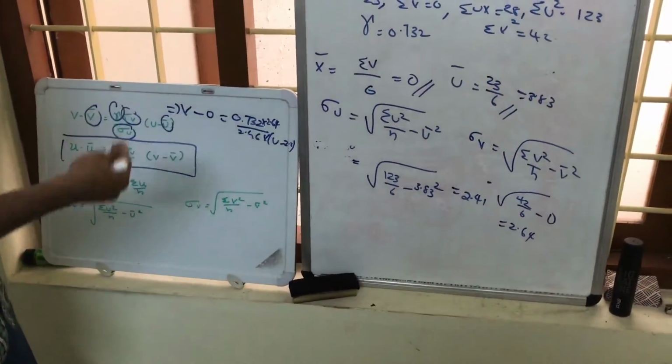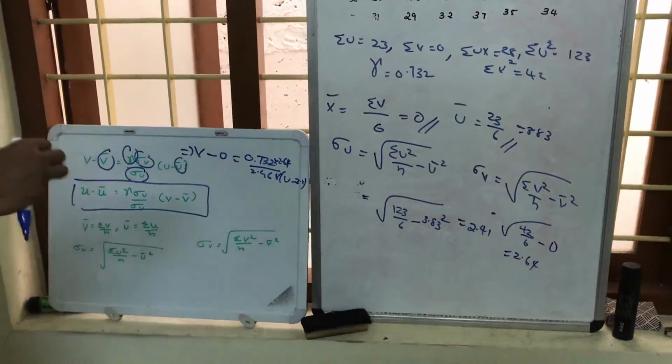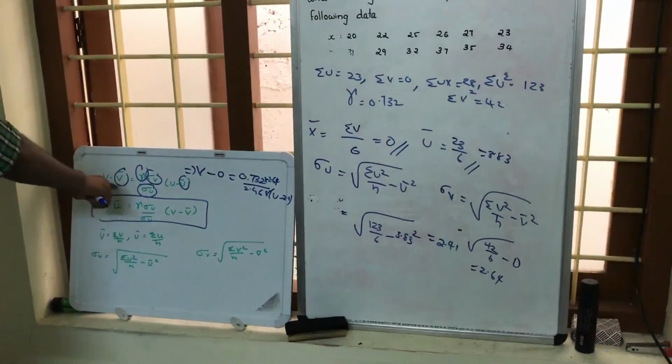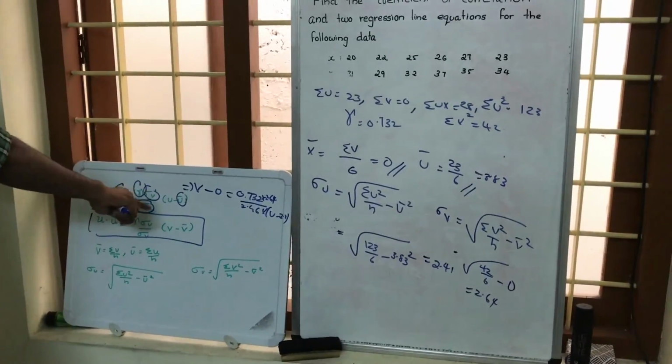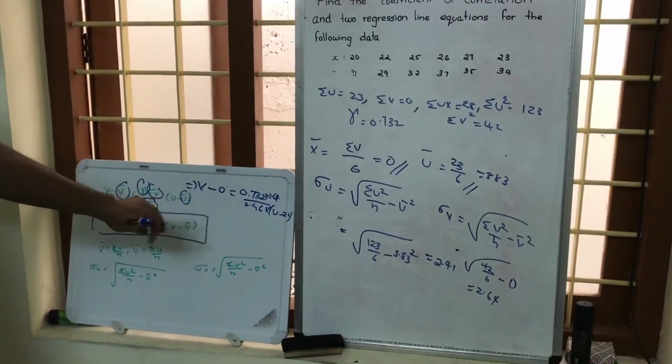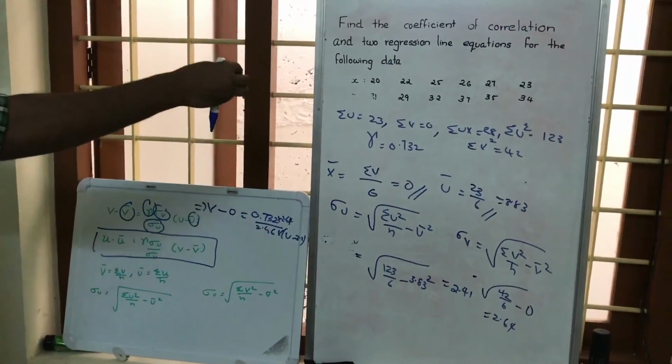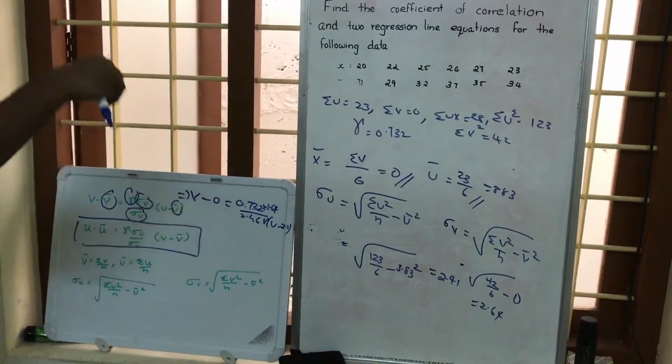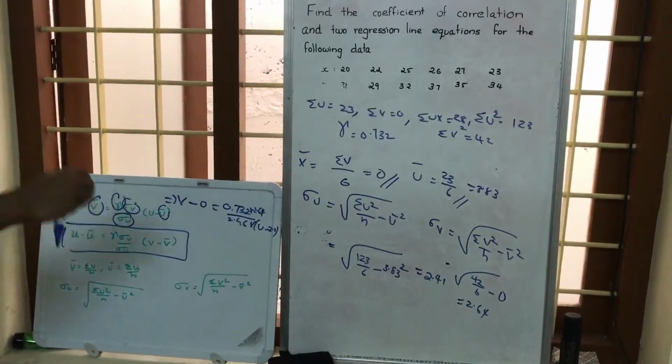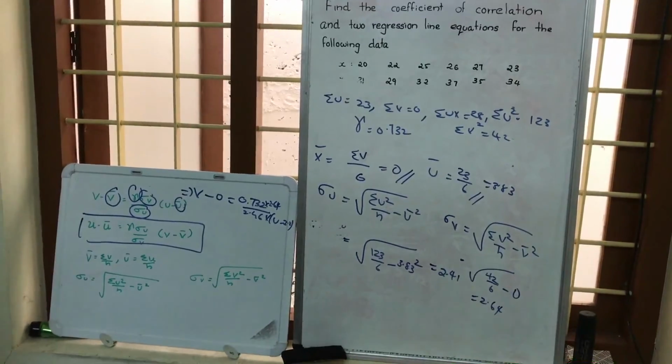For substituting the values in the given equation, we should know what is v bar, what is the value of sigma v, what is the value of sigma u, and all. If we know the formula, we can substitute the given values in those formulas, and at last we are able to find the regression equations.